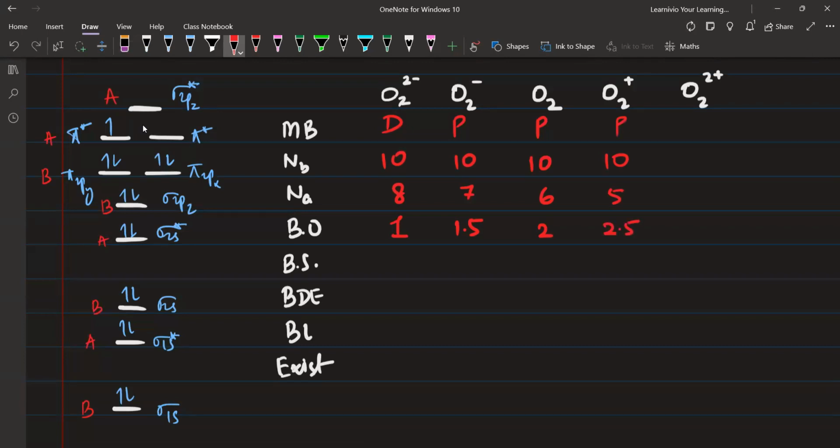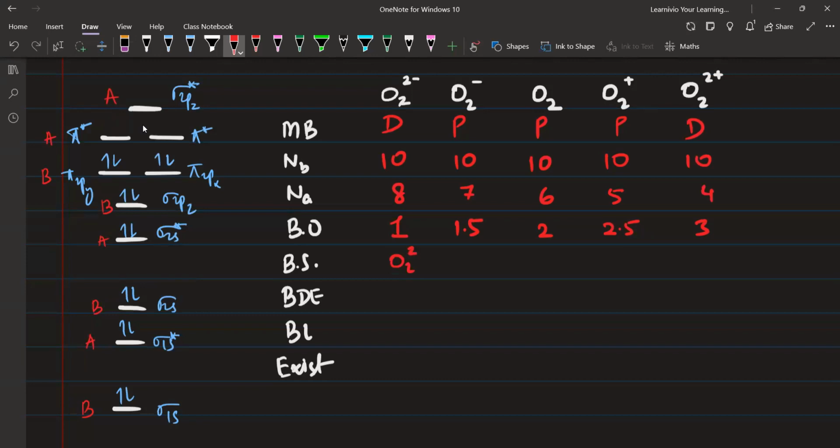For O2 positive, para or dia? Diamagnetic. Dia, right? Because we are going to remove this electron also. Now this is O2 positive. Tell me, did we disturb bonding? 10. After that? 4. 10, 4, and then 3. Okay? So obviously this is O2.